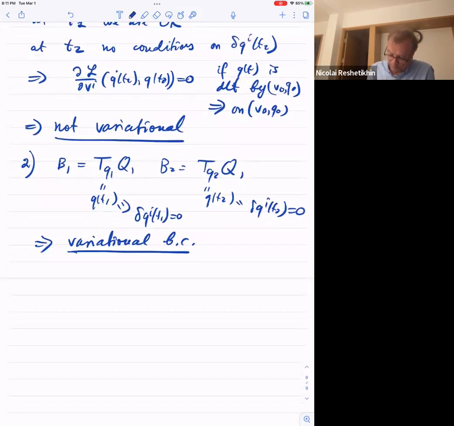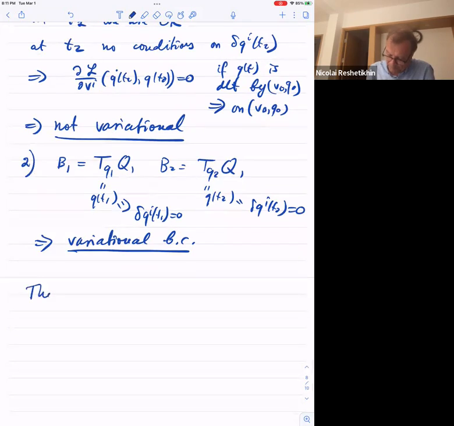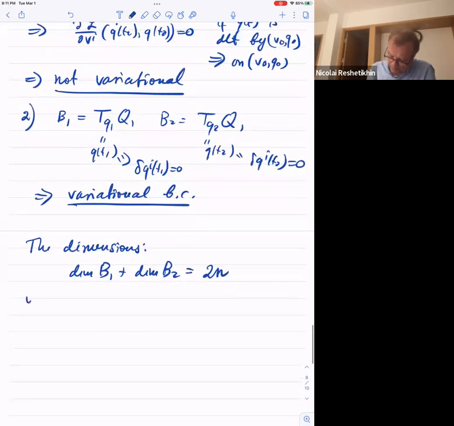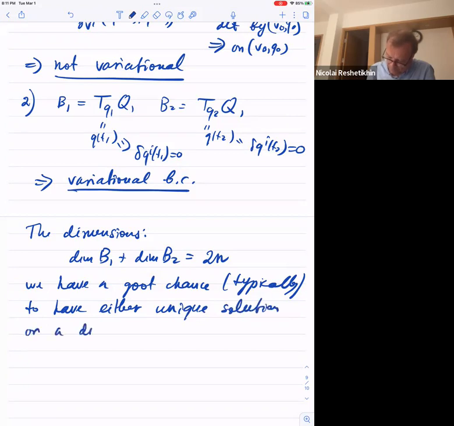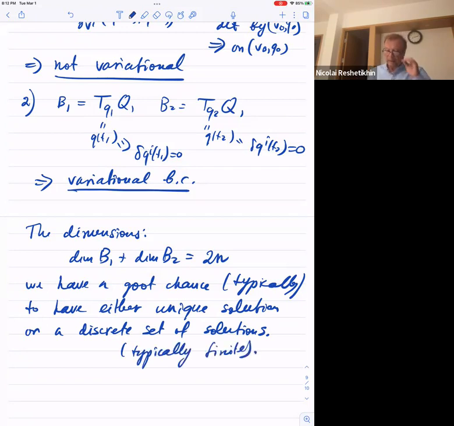Okay, so when the sum of the dimensions is equal to 2n, we have a good chance, and it's what happens typically, unless something very weird is happening, to have either a unique solution or a discrete set of solutions. Again, typically finite.